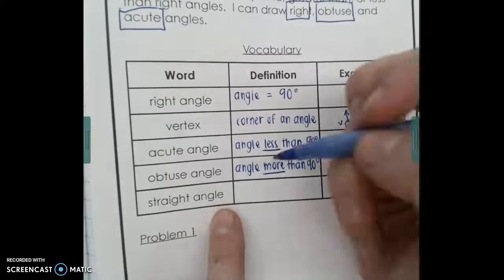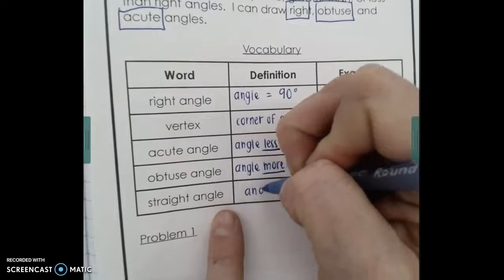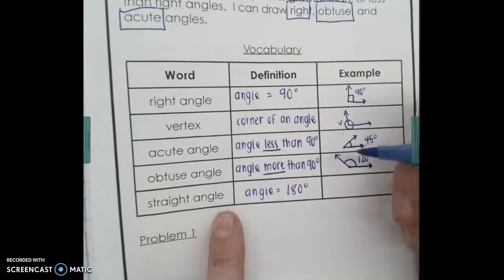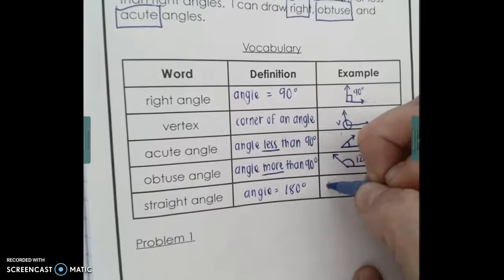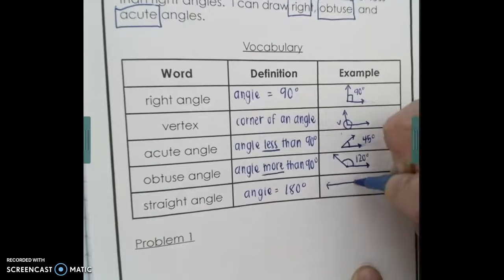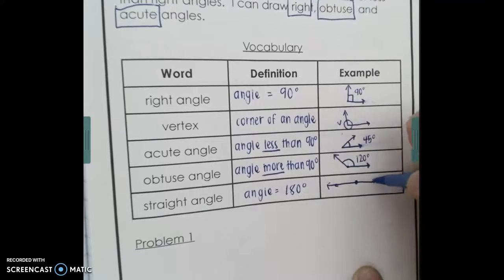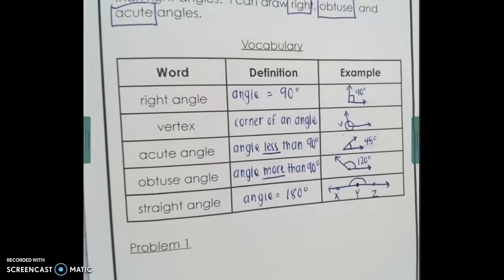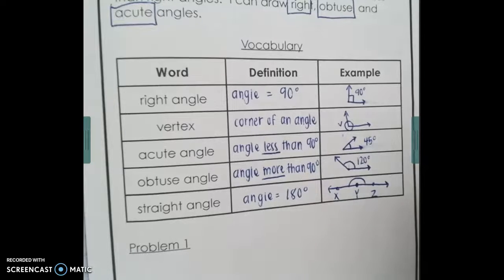So then a straight angle is an angle equal to 180 degrees. An example of this would be, here's my angle X, Y, Z, and this is 180. It's literally laying flat, my angle. So these are the vocabulary words we're going to use today when we draw our angles.